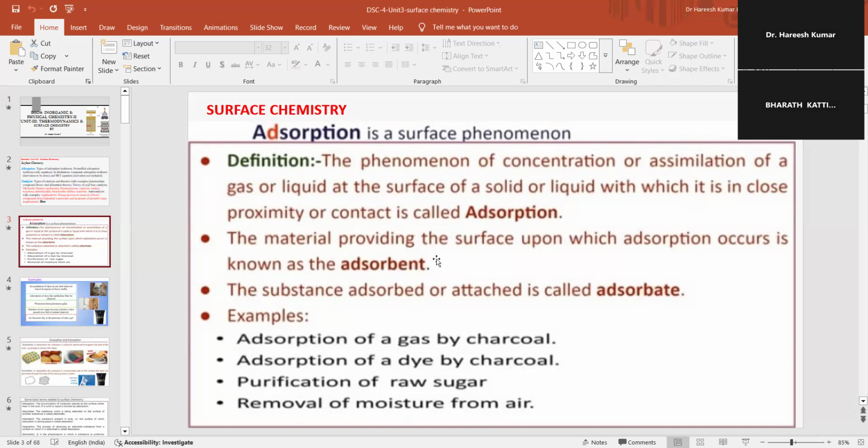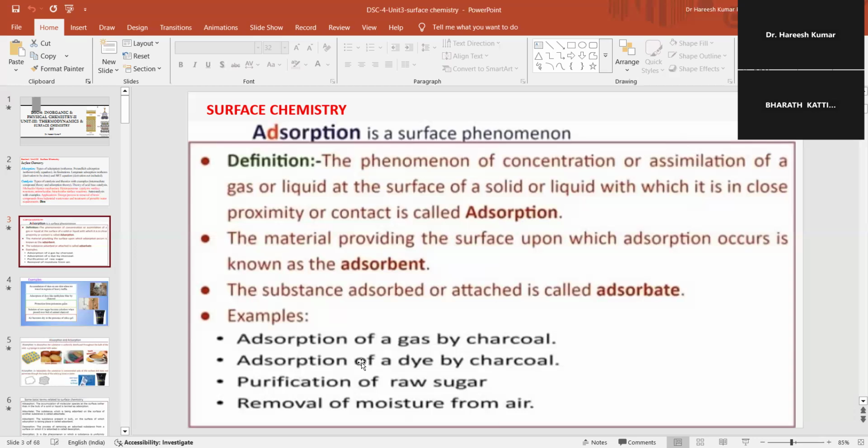Adsorbent will be usually a large surface area one, and adsorbate will be the one which accumulates on the other surface. So that means the material providing the surface upon which adsorption occurs or takes place is known as adsorbent. Let us consider a few examples here. Adsorption of gas by charcoal. In this, charcoal will act as an adsorbent and gas will act as an adsorbate.